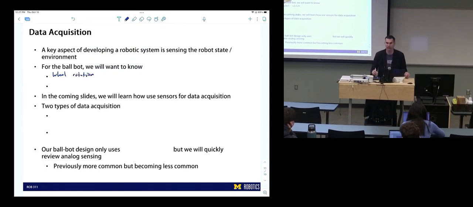What was the other one? Lean angle. Yeah. Wheel rotation and lean angle.